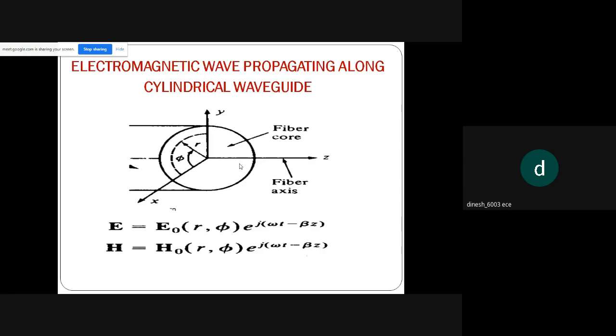So here we are going to find with respect to the electromagnetic wave propagating along a cylindrical waveguide. So the same concept is being utilized as well in your optical fibers, assuming the field patterns are the same. Okay, so this is your core fiber. You can see this is your core fiber. This is your core.